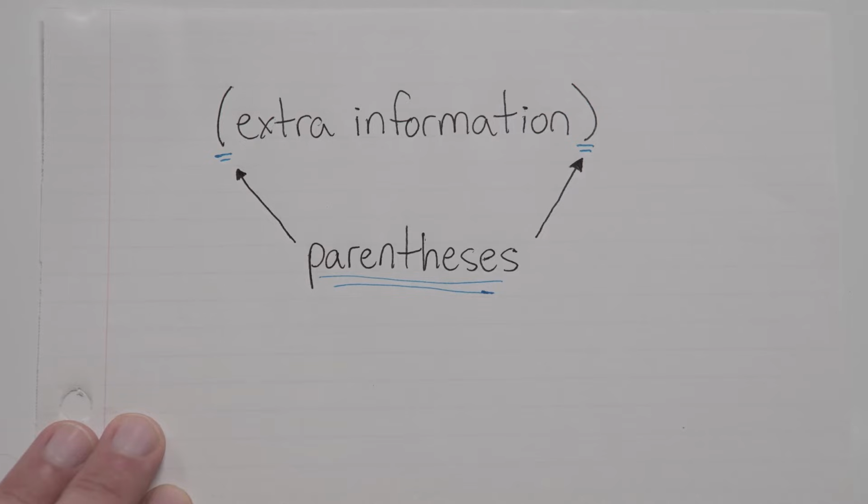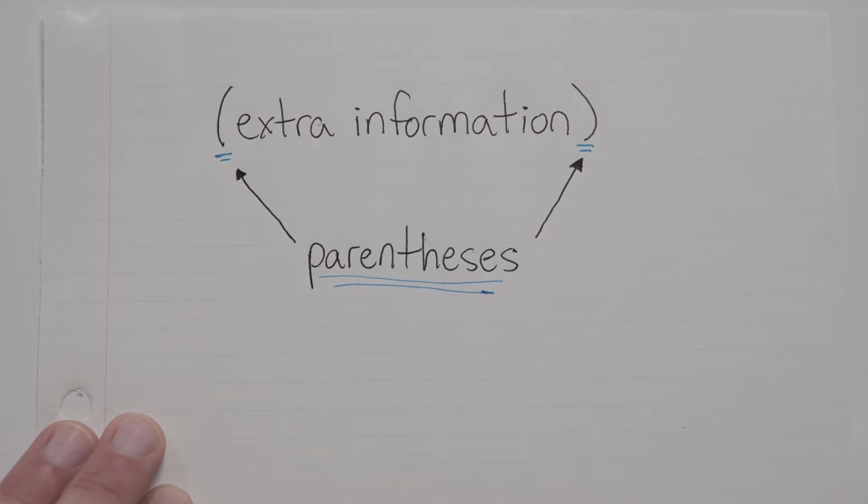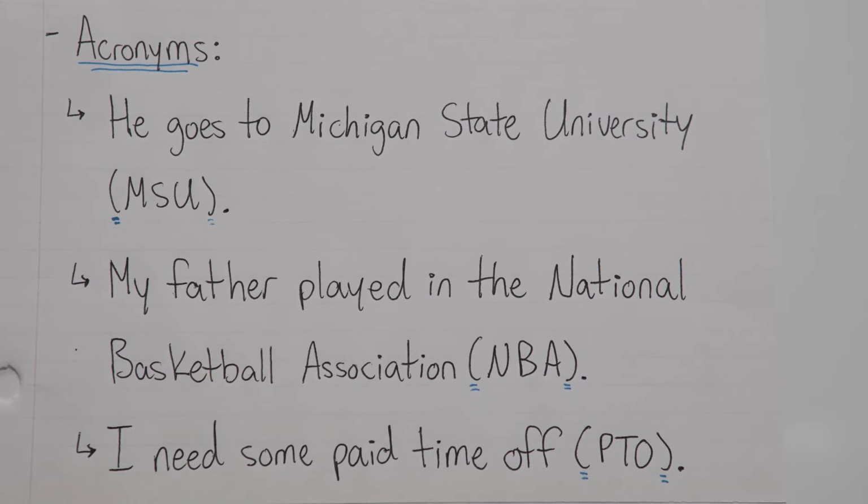So what exactly are parentheses? Well, first of all, they look like this, and their job is to surround extra information in a sentence that could be removed without really impacting the meaning or major information in that sentence. Perhaps the most common things that you'll find in parentheses are acronyms, which are multiple letter abbreviations, usually for things like organizations, schools, and leagues.